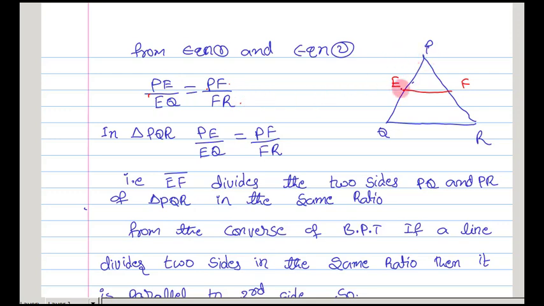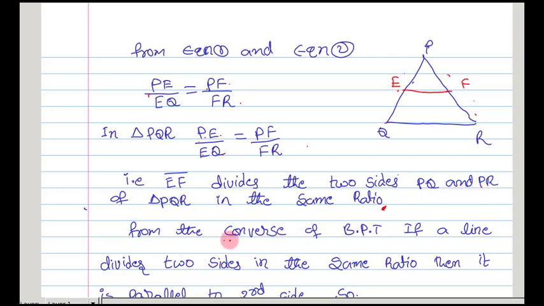Now if you take the bigger triangle PQR, in the bigger triangle PQR, EF divides the two sides PQ and PR in the same ratio. Why? As we got in triangle PQR, EF divides PQ in the ratio of PE by EQ, and EF divides PR in the ratio of PF by FR. As these two are equal, we can say that EF divides the two sides PQ and PR of the triangle in the same ratio.